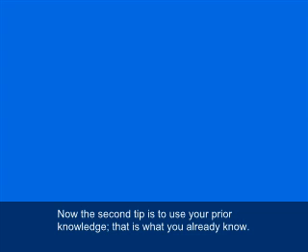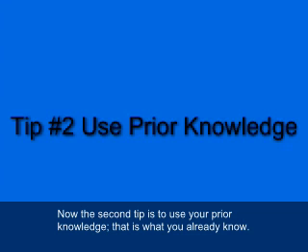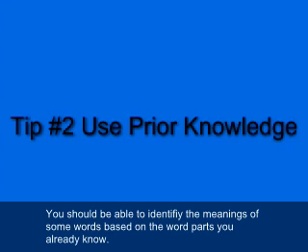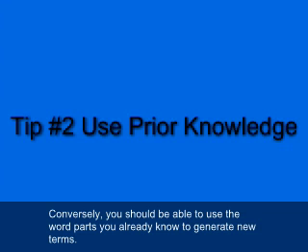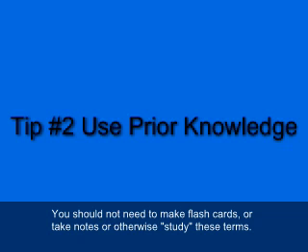Now, the second tip is to use your prior knowledge. That is what you already know. You should be able to identify the meanings of some terms based on the word parts you already know. Conversely, you should be able to use the word parts you already know to generate new terms. You should not need to make flashcards or take notes or otherwise study, in quotes, these terms.